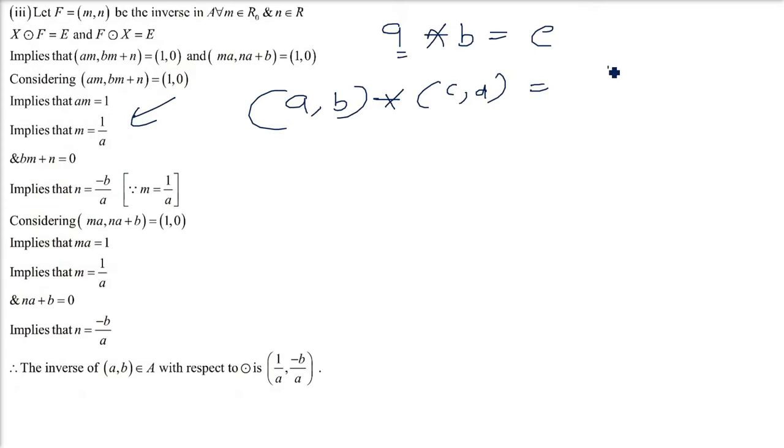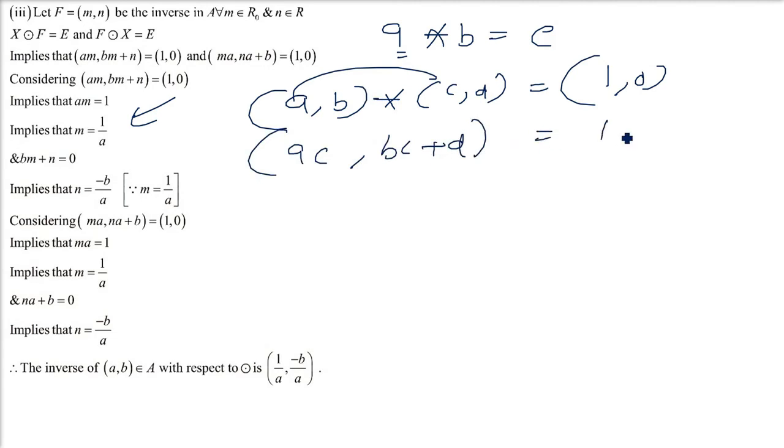Right. So AC, then we have BC plus D. This equals (1, 0). So AC equals 1. Then we have BC plus D equals 0. What do you get here? C equals 1 by A.